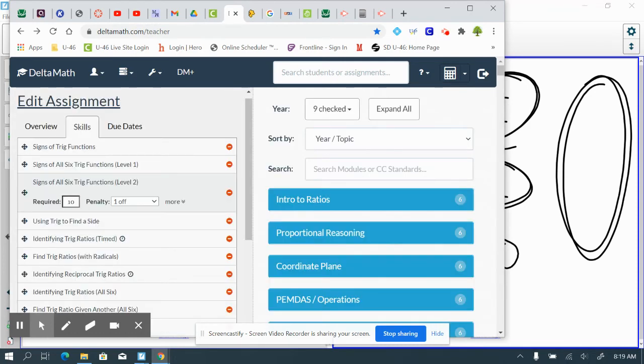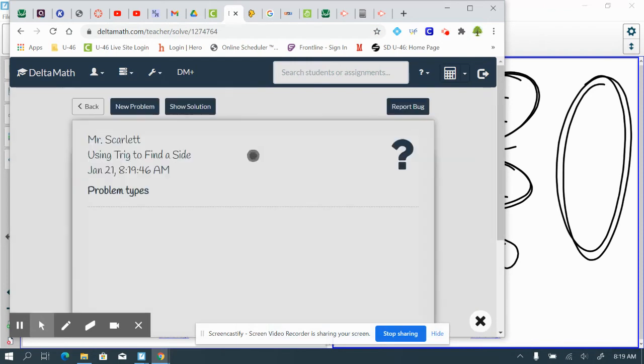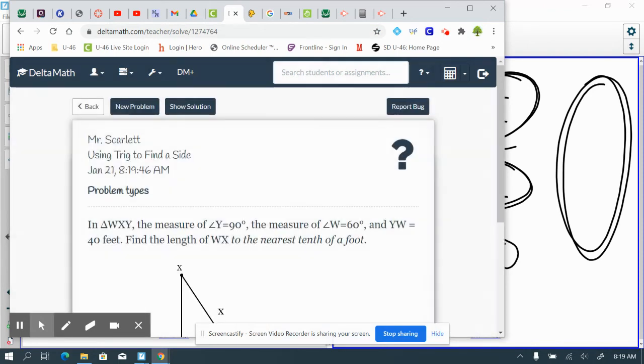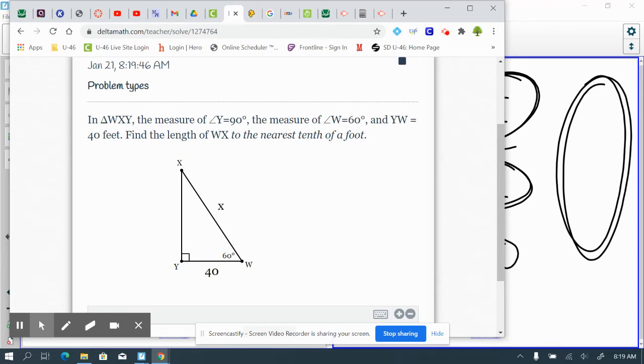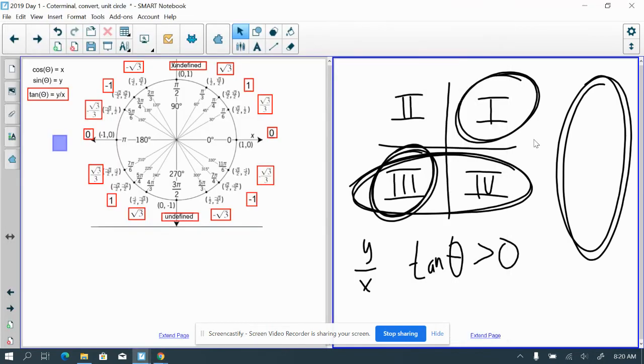Use trig to find a side. So here, this is going back to junior high. This is SOHCAHTOA, right angle trigonometry, which is very, very important, very, very popular. And this is good that we're kind of brushing up on it. SOHCAHTOA, so let me clear this out.